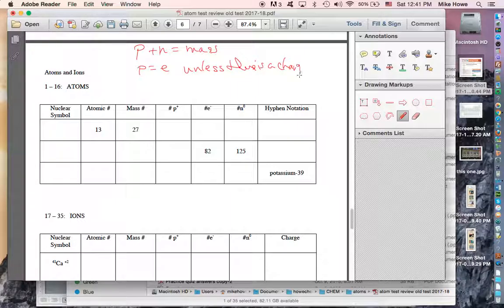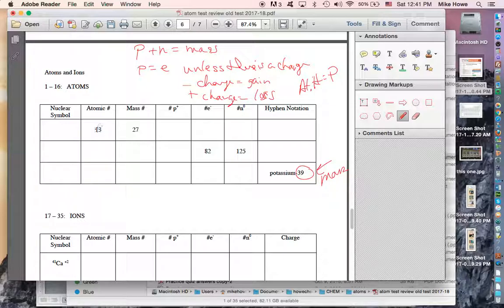Now, of course, if there is a charge, a negative charge equals the gain of electrons, and a positive charge equals loss. And then you need to know that atomic number equals protons, and that a number like that in hyphen notation is the mass.